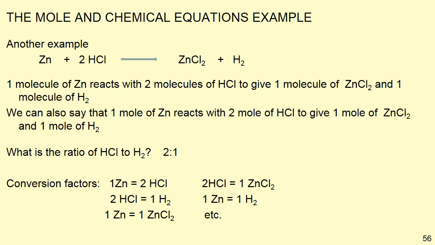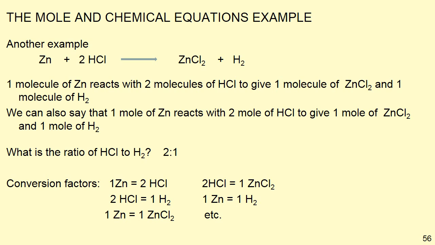Earlier we talked about s'mores, converting s'mores. So we can do the same thing here. So let's go through this example. If I have zinc reacting with 2 hydrochloric acid, give us zinc chloride plus H2. Well, what is this relationship? One zinc molecule reacts with 2 hydrochloric acid molecules to give us 1 zinc chloride molecule and 1 hydrogen molecule. We can also say that 1 mole of zinc reacts with 2 moles of HCl to give us 1 mole of ZnCl2 and 1 mole of H2.